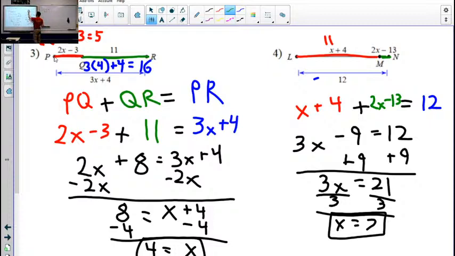So this should be 1. I hope so. Let's put in 7. 2 times x is 7, minus 13. 2 times 7 is 14. Minus 13 is 1. Yes. We did it right. Because the two pieces, the 11 and the 1, are adding up to be the whole thing at 12. Just like it should.